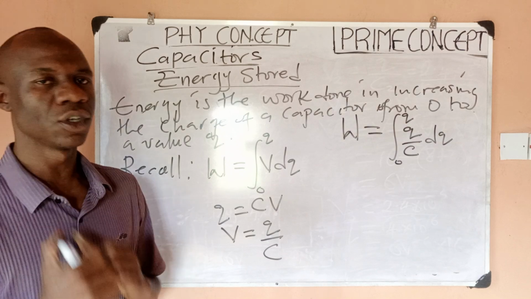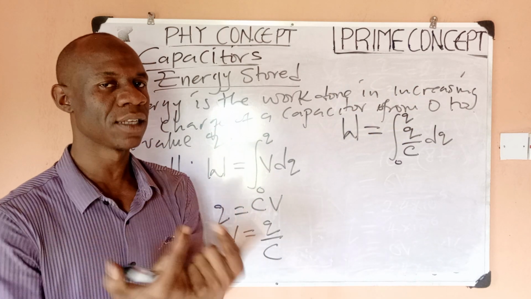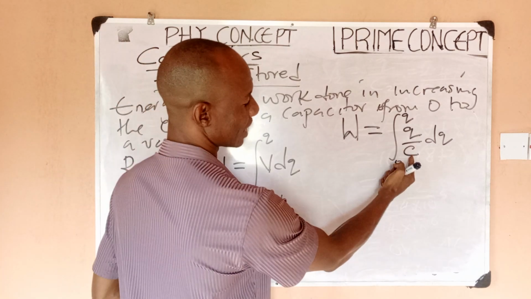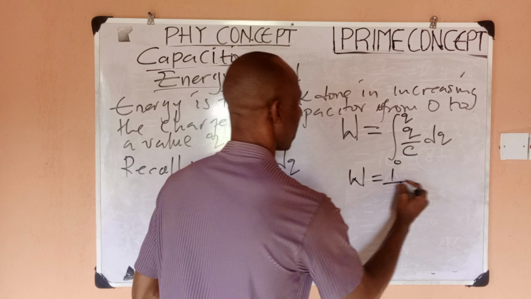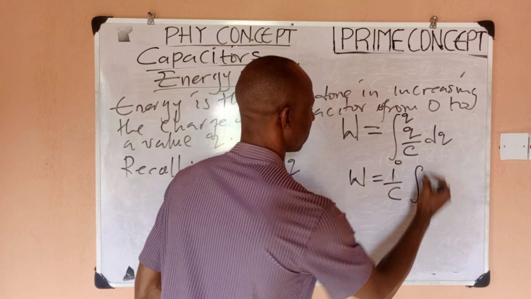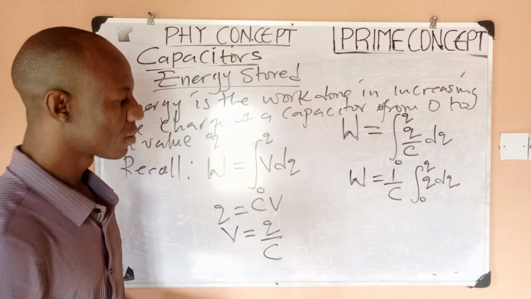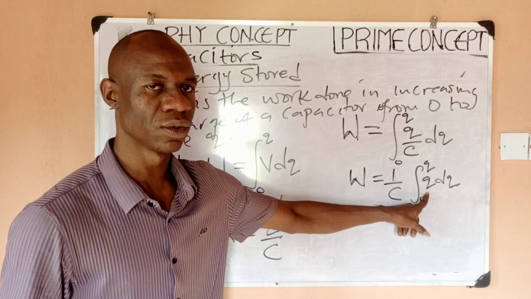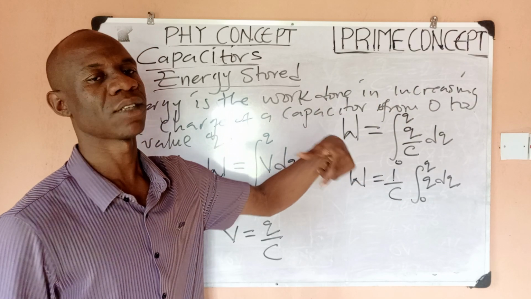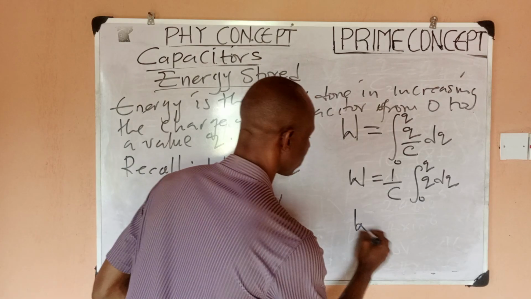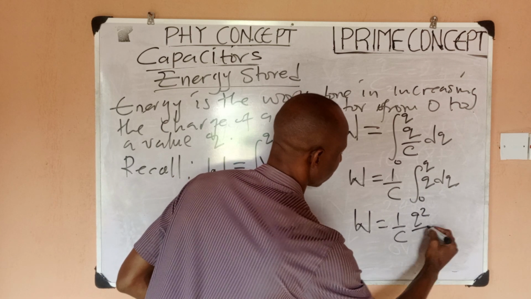Now whenever you're doing your integral, anything inside your integral that is a constant, you bring it out. So 1 over C is a constant, I'll bring it out, so that my work done becomes 1 over C times the integral from 0 to Q of Q dq. Now when you integrate Q, it's going to give you Q square over 2, right? So I would have that my work done is 1 over C times Q square over 2.